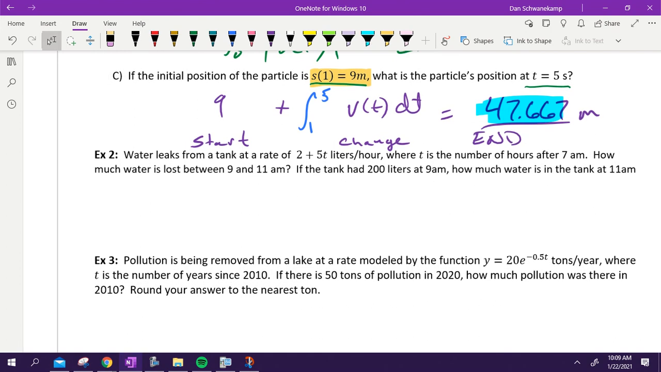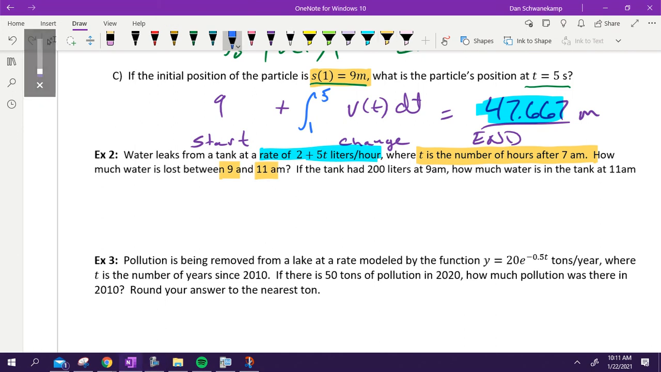Number 2 says water leaks from a tank at a rate of 2 plus 5t liters per hour. Okay, so we've got a rate here where t is the number of hours after 7 a.m. Pay attention to that. t is the number of hours after 7 a.m. How much water is lost between 9 and 11 a.m.? If the tank had 200 liters at 9 a.m., how much water is in the tank at 11 a.m.? Talk with your neighbor. See if you can set it up. I don't care about you typing in your calculator. Just try to do the setup. Go.